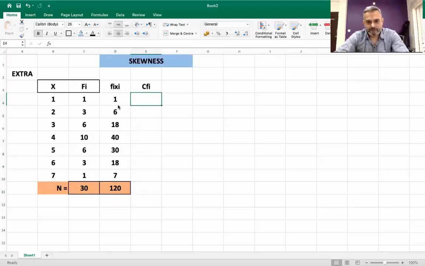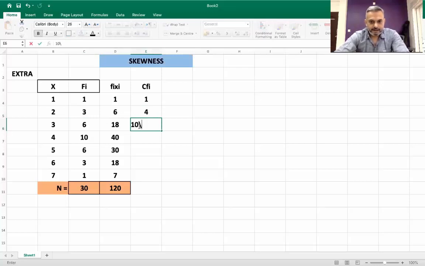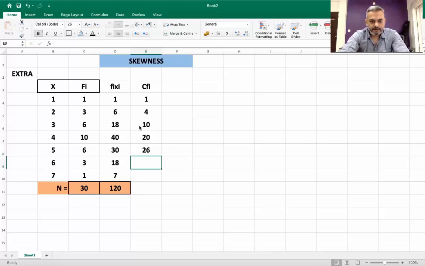Okay, let's find out CFi. So CFi is 1, then 1 plus 3, 4, 4 plus 6, 10, 10 plus 10, 20, 20 plus 6, 26, 29 and 30. So this 30 and this 30 should be equal, should match.